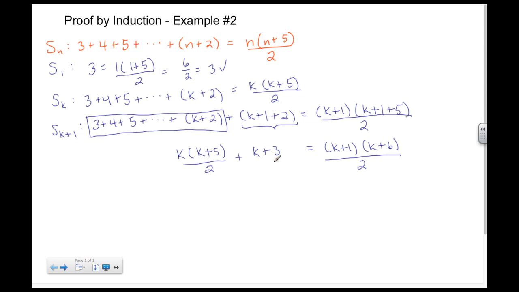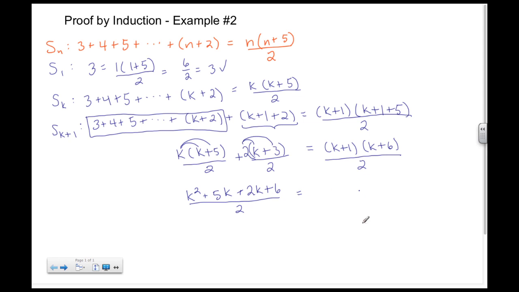If I add that to the next term, I should come out to what I have equal here on the right hand side. First thing I want to do is notice that these are two fractions, and for me to add fractions I must have a common denominator. So to do that, I'm going to make this denominator a 2, which means I multiply my denominator by 2, which means I also have to multiply this numerator by 2. Now I can rewrite this as k squared plus 5k, because I just distributed this k to both terms, plus 2 times k, or 2k, plus 6. Again, I did the same thing by distributing, and all this has a denominator of 2.